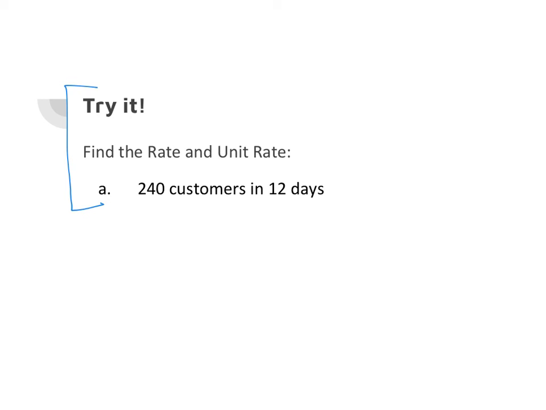So, let's go ahead and go over the answer. Remember, our first step is to write that ratio. Our ratio is going to be 240 to 12. Our second step, we are going to divide to find our rate and unit rate. So, 240 divided by 12 is going to be 20. I'll write all that out.